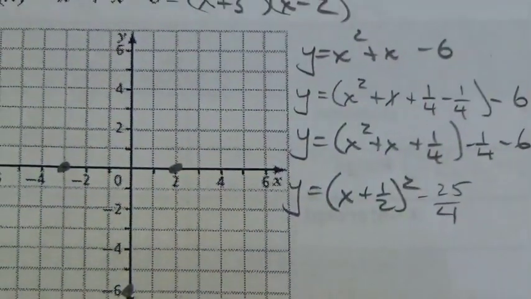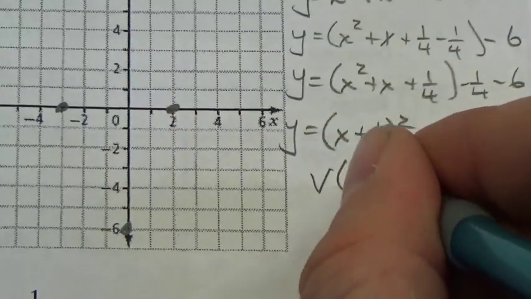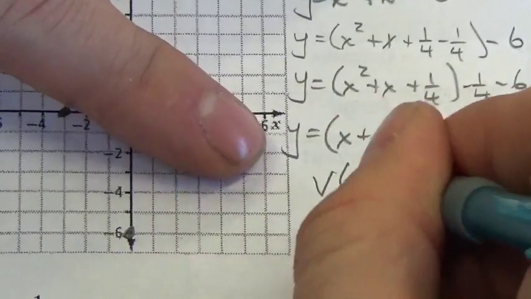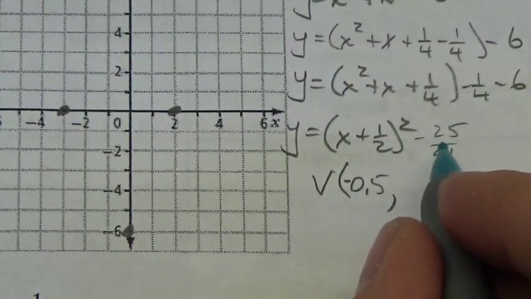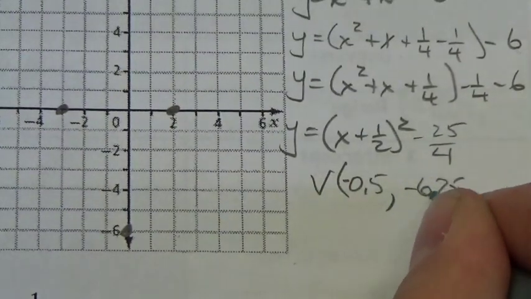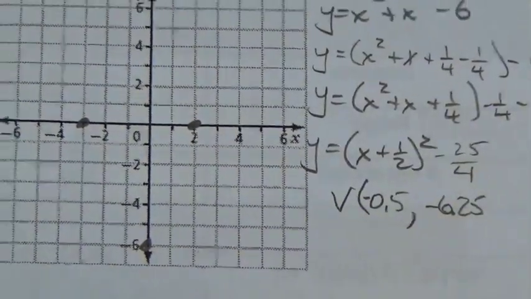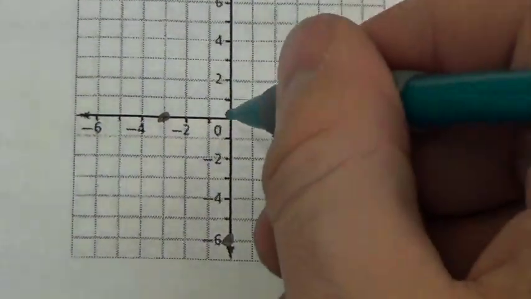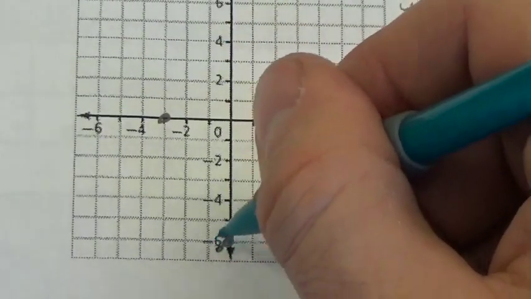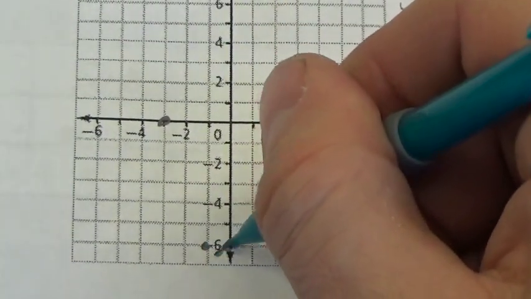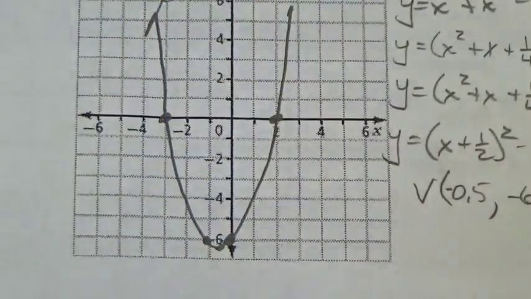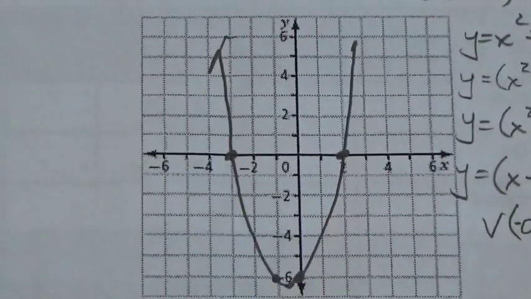Now, those are sort of awkward numbers, but the vertex is therefore going to be negative 0.5, comma, and what's that going to be? Well, negative 25 over 4 is going to be negative 6.25. So when I put those on my graph here, it's going to be negative 0.5 here, just slightly lower than that. A little bit of symmetry puts it there, so it's going to come up. There we go.